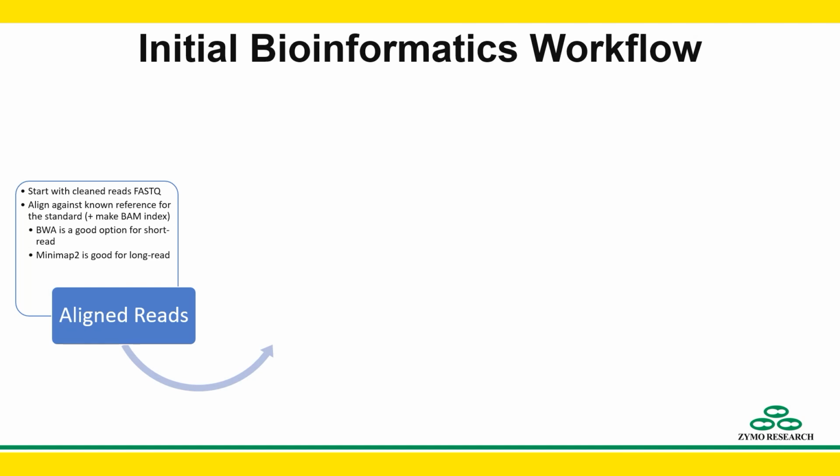Typically, I recommend BWA as a starting point for an aligner for short reads. And for longer reads, I typically recommend Minimap 2. These are good solid aligners and will typically get the job done for you. And this step in your pipeline should generate aligned reads.